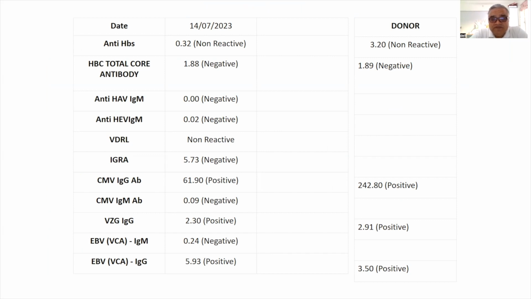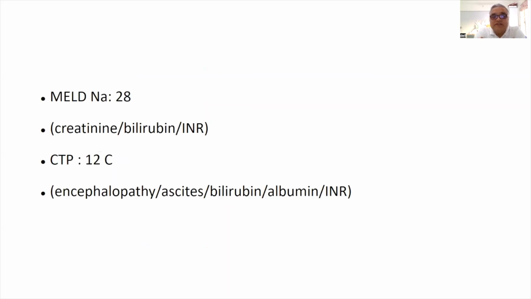These are the must investigation because if suppose the cadaver donor is there or a living donor is there, CMV IgG positive for both, patients are safe. But if the recipient is negative and donor is positive, there are high chances that the recipient might get CMV infection in post-operative period. So getting this lab investigation is must when you're planning the patient for a liver transplantation or kidney transplantation. So coming to MELD sodium, which is 28.